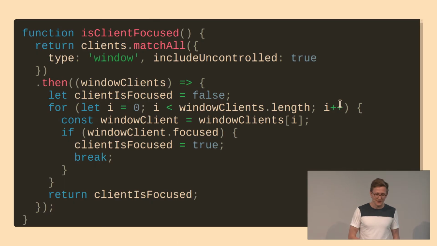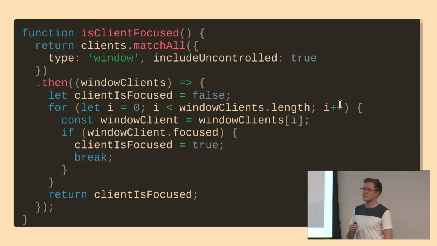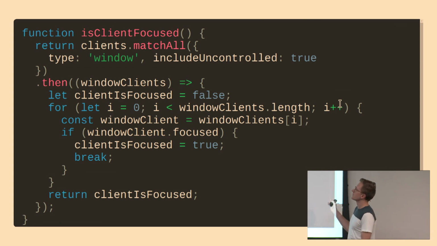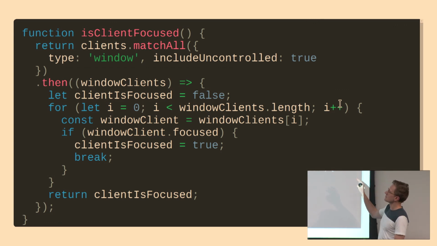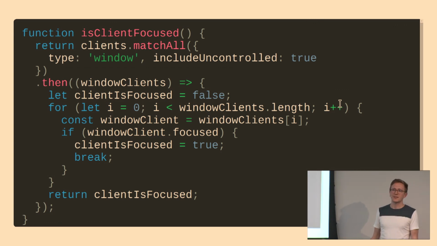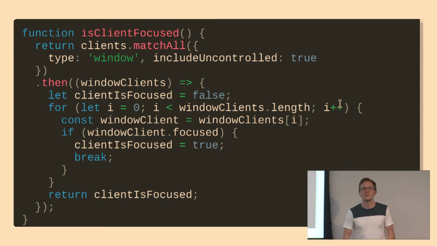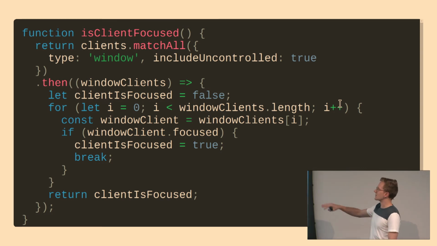The way you check whether you need to show a notification or not is by looking for the window clients. It's also a good way of figuring out what windows are open that you own. So clients.matchAll, we're saying type window, because you can also look for workers if you really wanted to. We also say include uncontrolled. That's a reference to service workers. I would say in pushland, you always want uncontrolled.